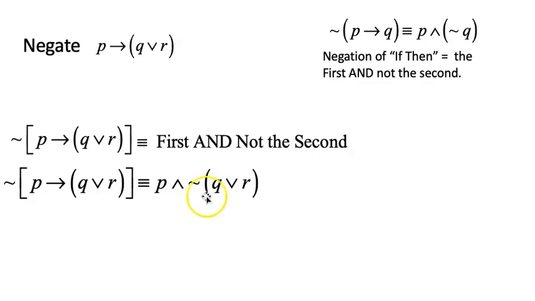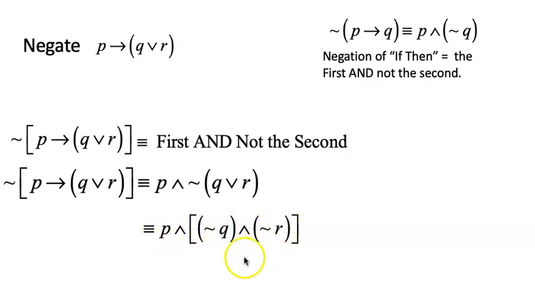Now, do we know how to do not Q or R? That's where DeMorgan's law comes in, right? Not the first, flip the sign, not the second. So not Q or R becomes not Q and not R. So I get P must be true and not Q must be true and not R must be true. And the nice thing about ands is I don't need to worry about order of operations here. P is true and Q is not true and R is not true. So our final answer is P and not Q and not R. That is our negation of if P is true, then Q or R is true.